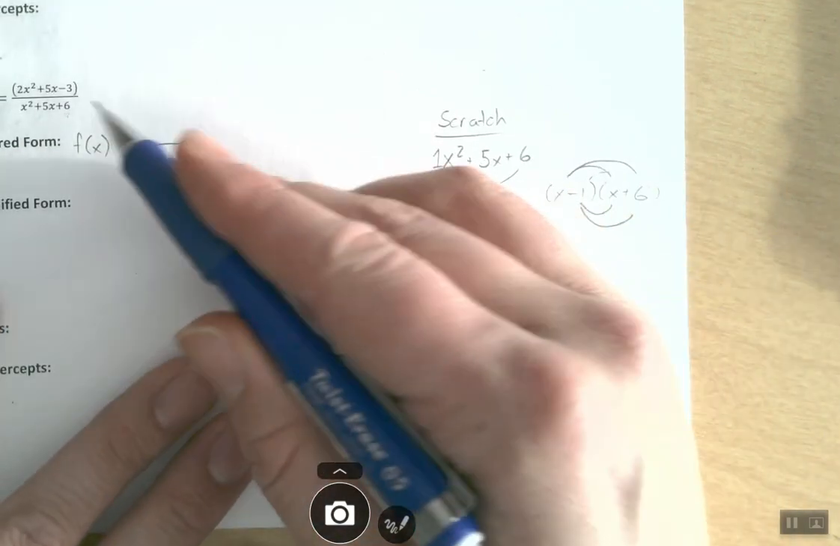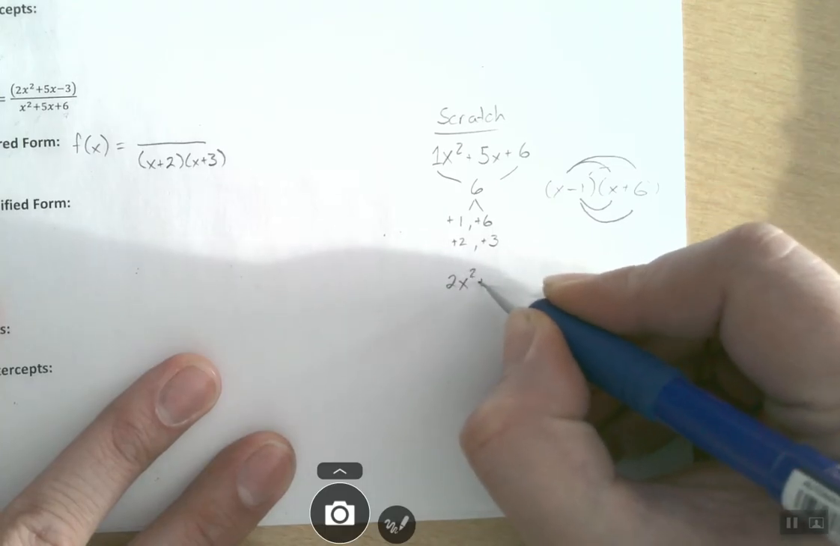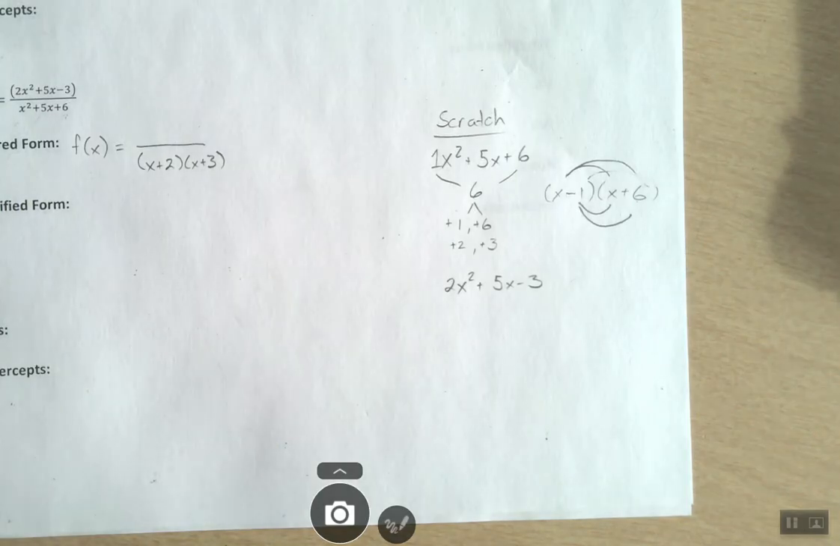Now for this other one, the numerator, we have a little bit more work to do, but the same approach is going to start us off. 2x squared plus 5x minus 3. I do not have a shortcut. Why? Because that dang 2 kills it, but that's okay.